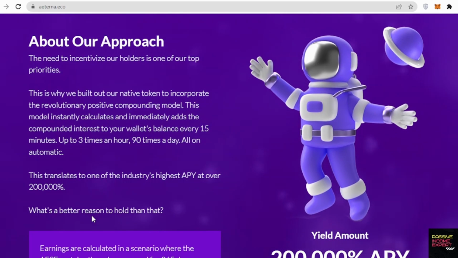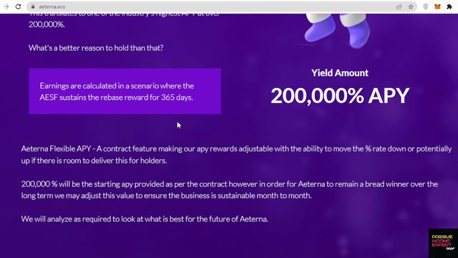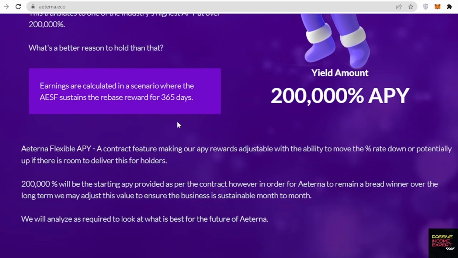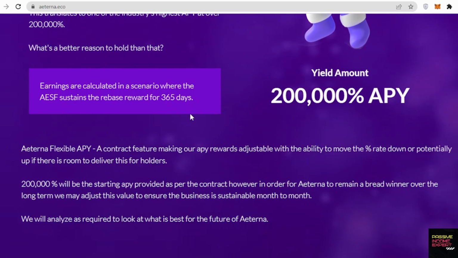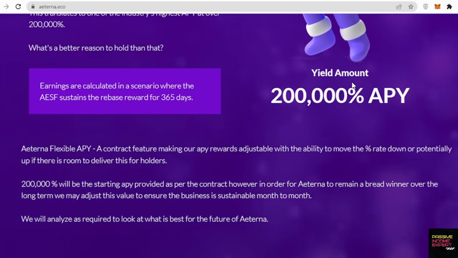So what's a better reason to hold than that? Where the AESF sustains the rebase rewards for 365 days. So that's the yield amount, which is 200k APY.